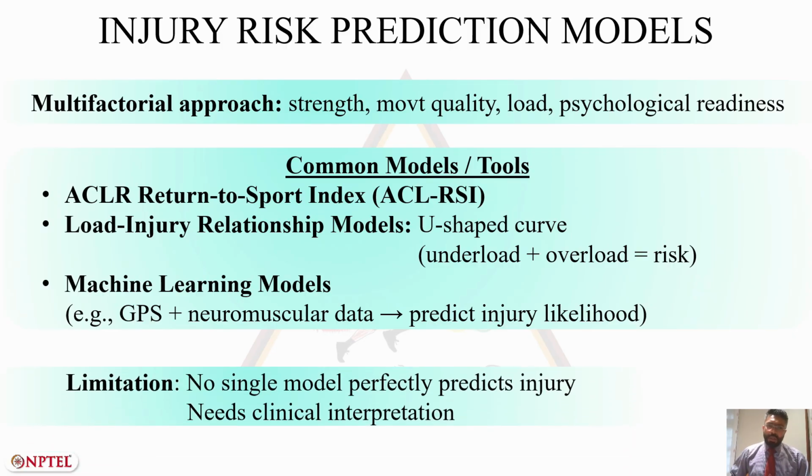Various machine learning models can be utilized to predict injury likelihood. The limitation of these models are that no single model perfectly can predict injury risk. So always a clinical interpretation is needed to correlate between all the parameters and findings.